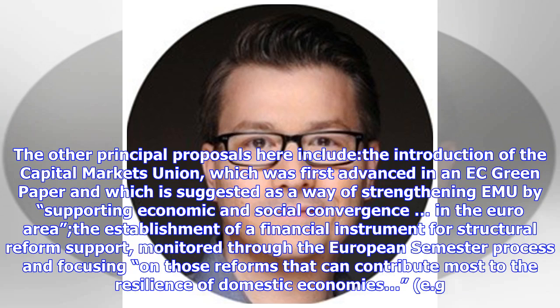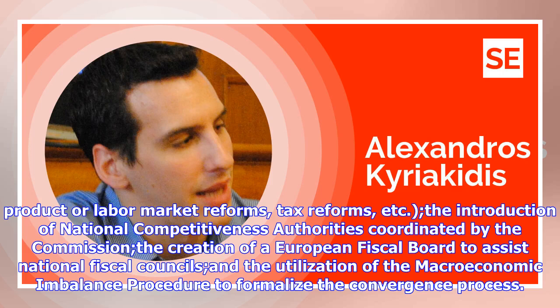The other principal proposals here include the introduction of the Capital Markets Union, which was first advanced in an EC Green Paper and which is suggested as a way of strengthening EMU by supporting economic and social convergence in the euro area; the establishment of a financial instrument for structural reform support, monitored through the euro area semester, for product or labor market reforms, tax reforms, etc.; the introduction of national competitiveness authorities coordinated by the Commission; the creation of a European Fiscal Board to assist national fiscal councils; and the utilization of the macroeconomic imbalance procedure to formalize the convergence process.